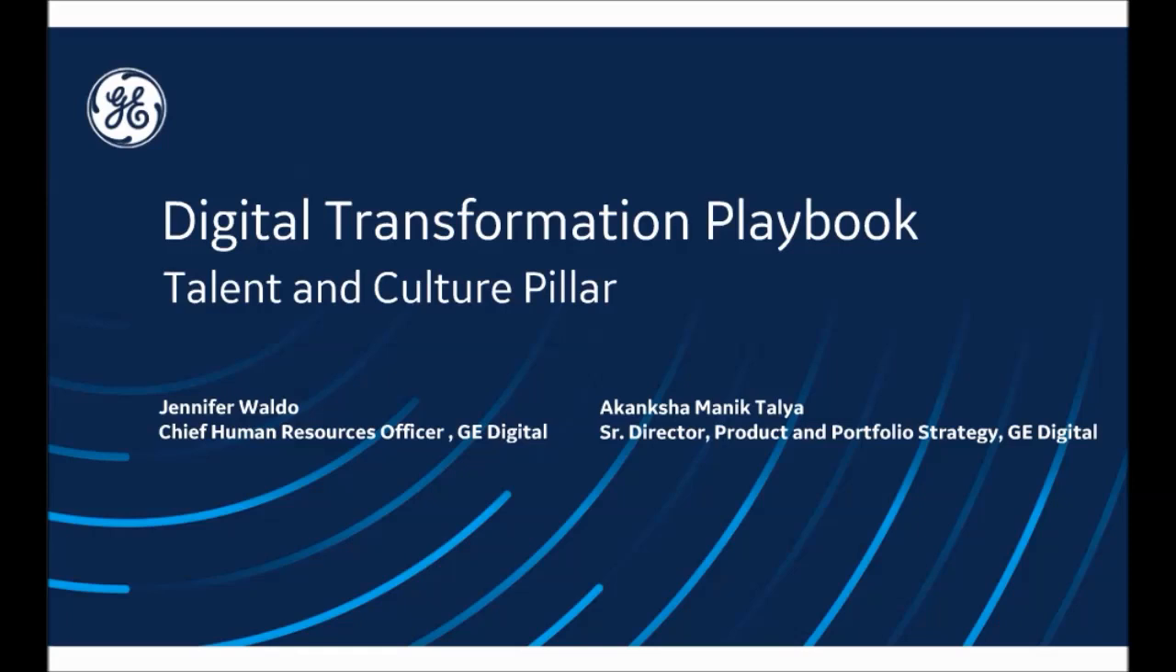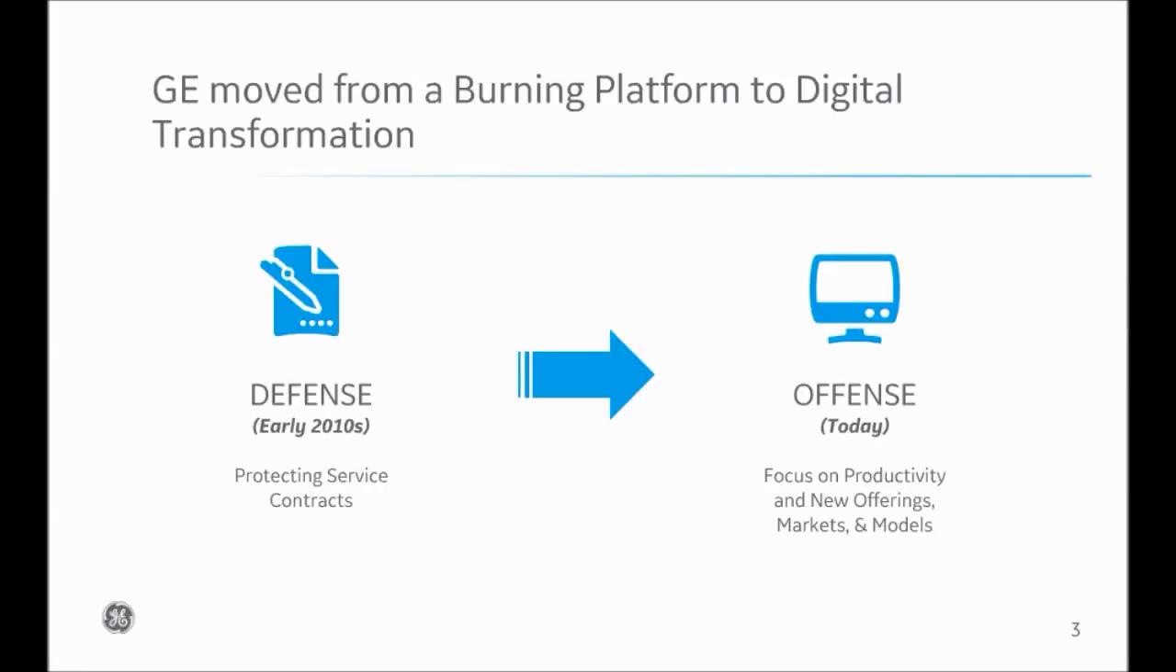To get us going, let me summarize our digital transformation playbook for those who are joining us for the very first time. In summary, when we talk about our digital industrial transformation, we have essentially moved from a stance of defending our service contracts to viewing the industrial internet as an opportunity to improve the overall competitiveness of the company, from internal productivity to entering new markets. It is this journey that we call our digital industrial transformation.